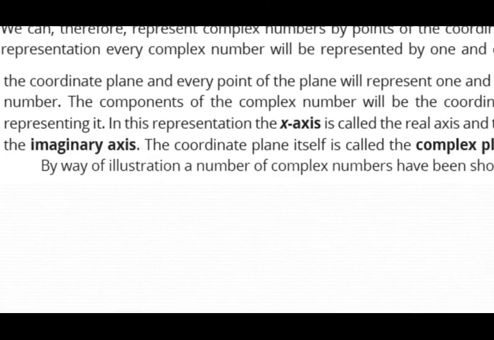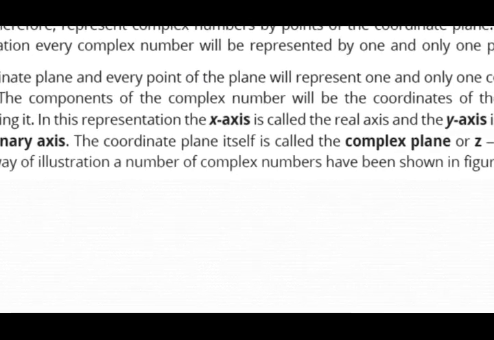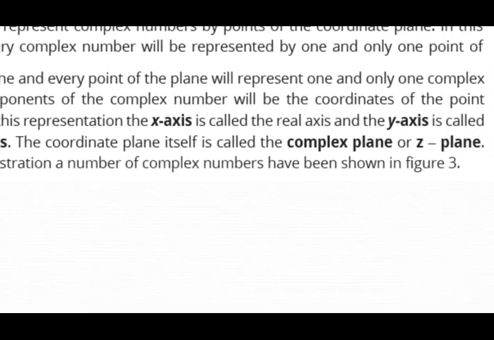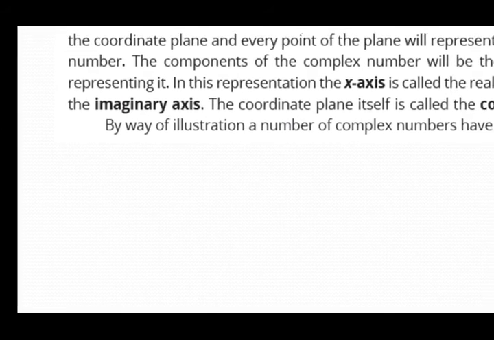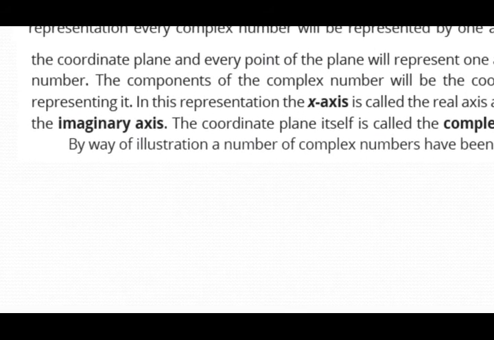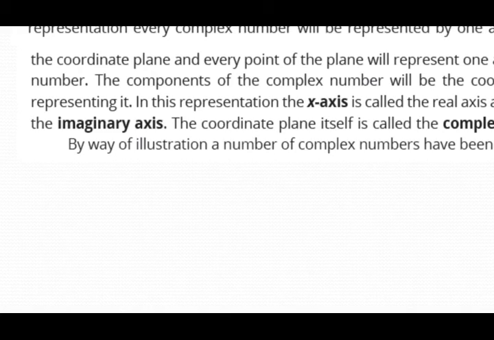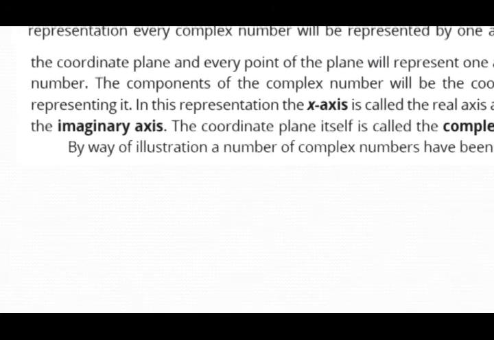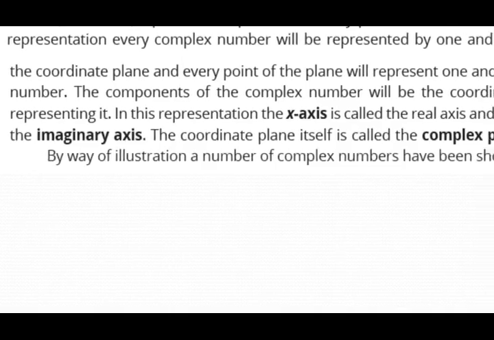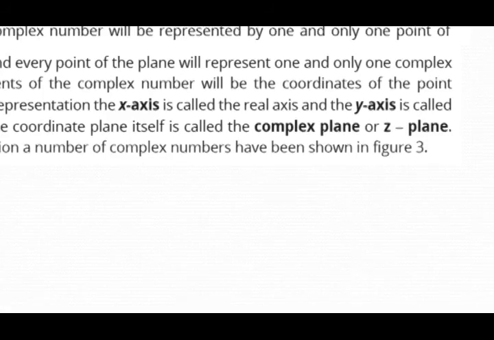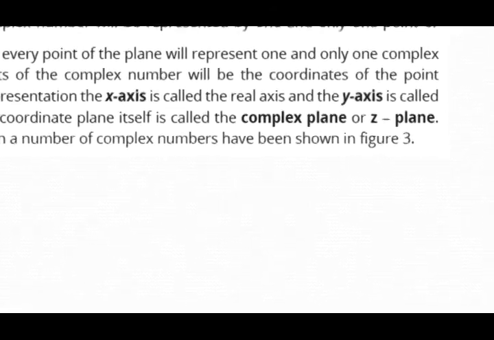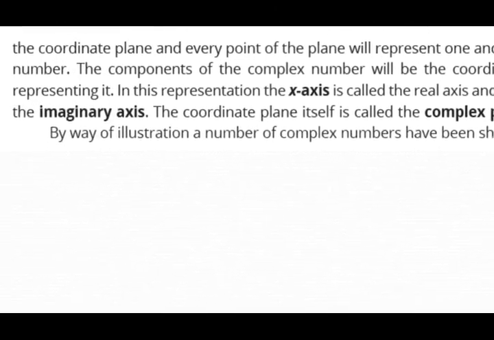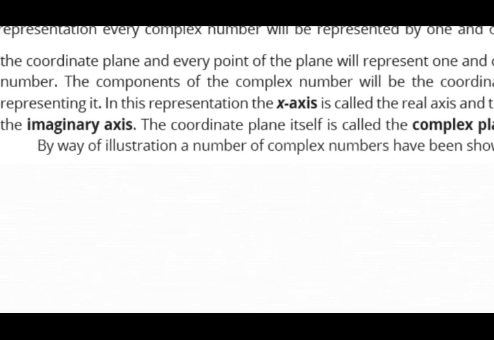In this representation, the x-axis is called the real axis, and the y-axis is called the imaginary axis. In the complex plane, the x-axis is called the real axis and the y-axis is called the imaginary axis. The coordinate plane itself is called the complex plane or z plane. These are some important points for the objective.